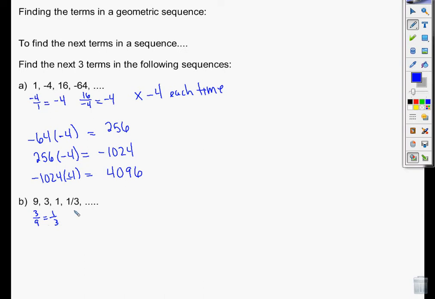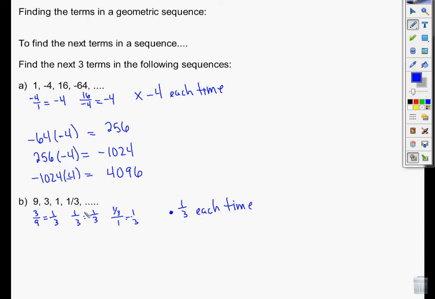It's 1/3 if I do 3 over 9. If I do 1 over 3, it's 1/3. And then 1/3 over 1 is 1/3, right? So I'm multiplying by 1/3 each time.